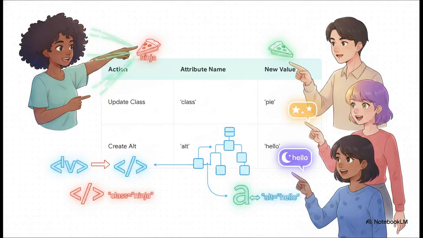Notice in the first row how these two parameters work together to update an existing class. We call setAttribute, pass in class as the attribute name, and pi as the new value. Boom. Instantly, our element's class changes from ninja to pi in the live DOM. But look at row 2. This is wild. We pass in alt as the attribute name and hello as the value. Even if our anchor tag literally never had an alt attribute written in the original HTML, JavaScript simply injects it dynamically. The HTML structure just updates in real time.